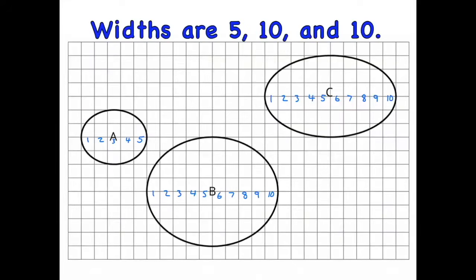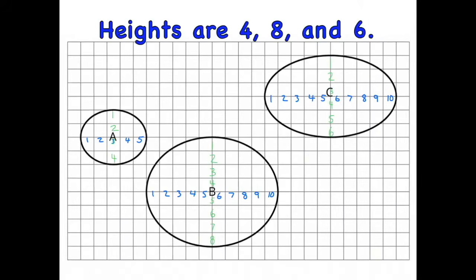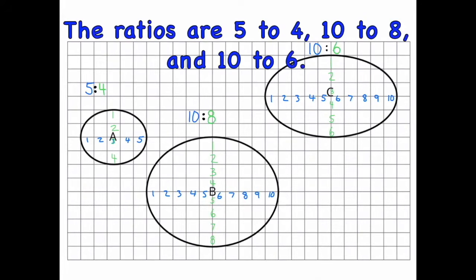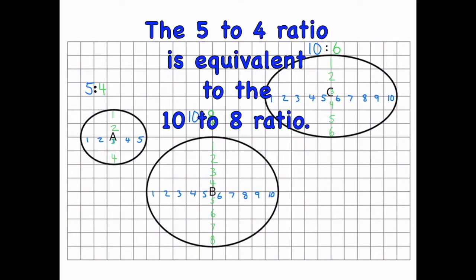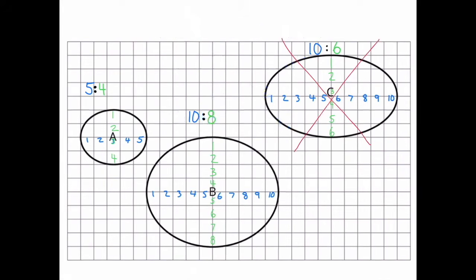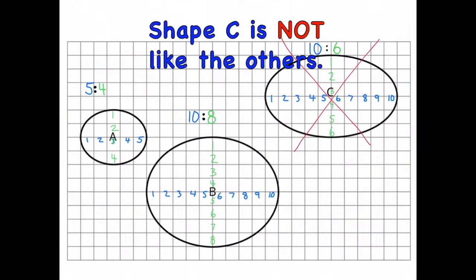The widths are 5 units, 10 units, and 10 units. The heights are 4 units, 8 units, and 6 units. The ratios for the shapes are 5 to 4, 10 to 8, and 10 to 6. The 5 to 4 ratio is equivalent to the 10 to 8 ratio. Because 10 to 6 is not an equivalent ratio with 5 to 4 and 10 to 8, shape C is not like the others.